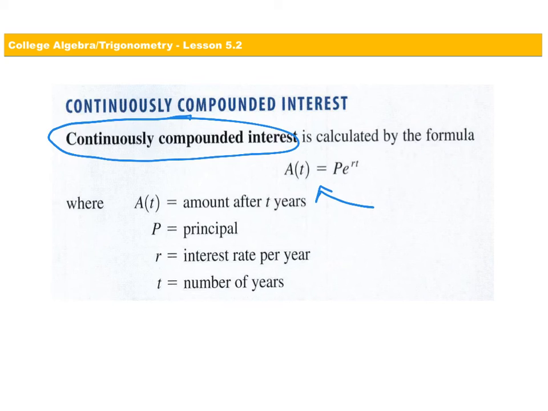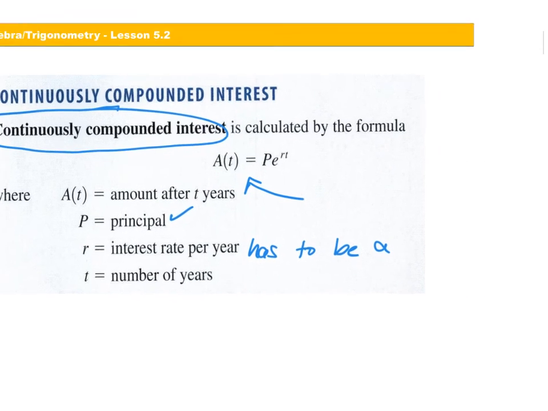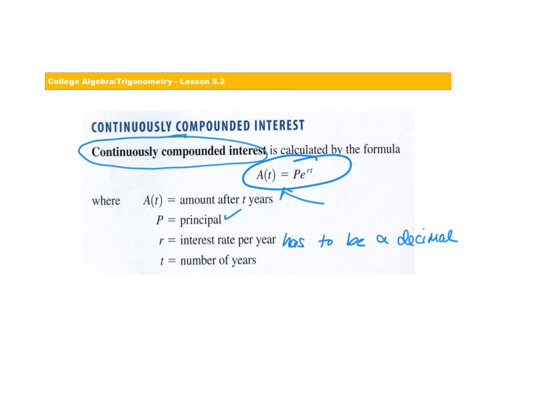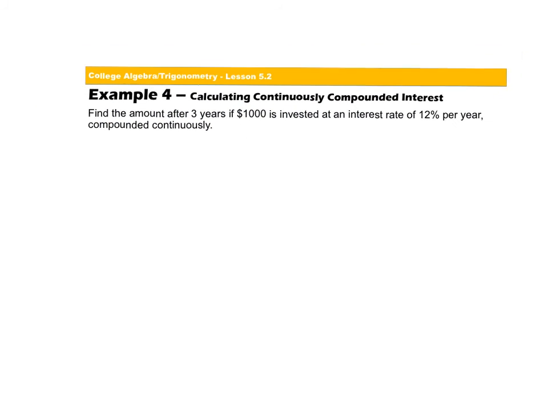P is your principal. It's the amount that you start off with. Our interest rate has to be in what before we can calculate it? A decimal. Good. And number of years. Continuous is A equals Pe^(rt). I'm going to say that a million times. I've got one example and then we're done. It says, find the amount of interest compounded continuously. What do I remember when I see compounded continuously? What did I just tell you? All right, my friend, Pert. rt is your exponent.